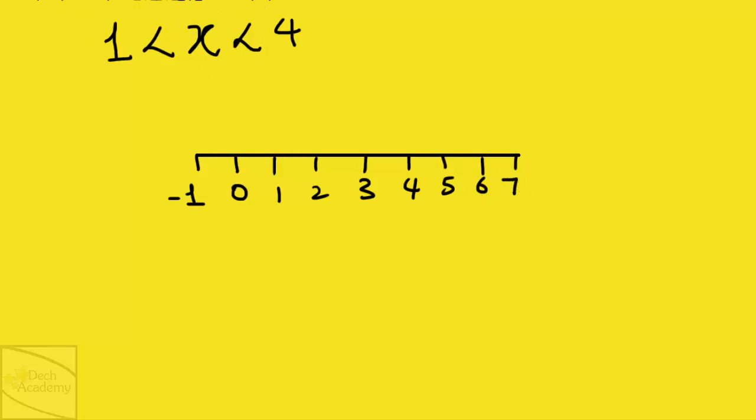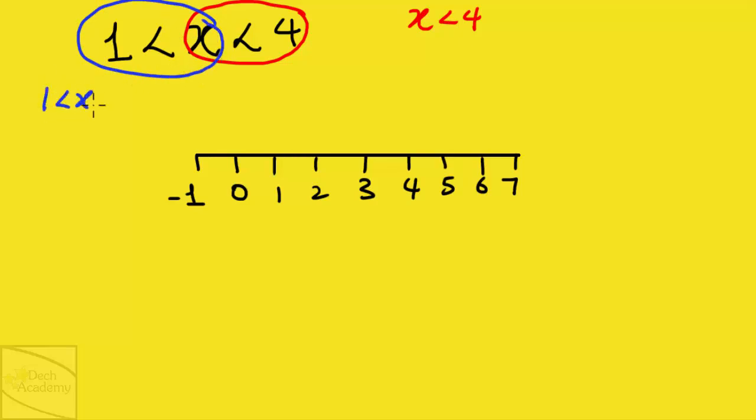Now this inequality can be broken down into two. x is less than 4. And the other inequality, 1 is less than x, which can be converted to x is greater than 1. You just swap the position of the left hand side and right hand side of the inequality. And remember from a previous video, when you interchange the left hand side and right hand side, you have to reverse the inequality symbol. So our second inequality is x is greater than 1.